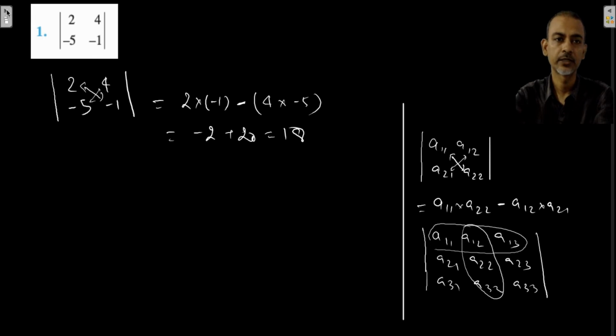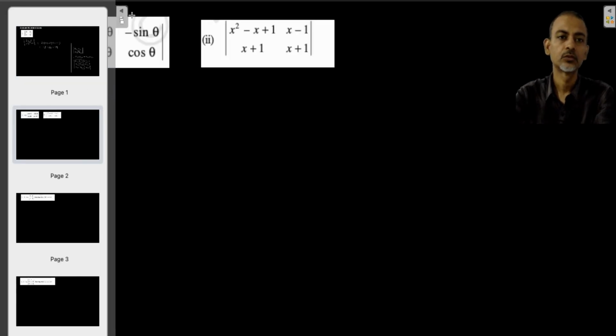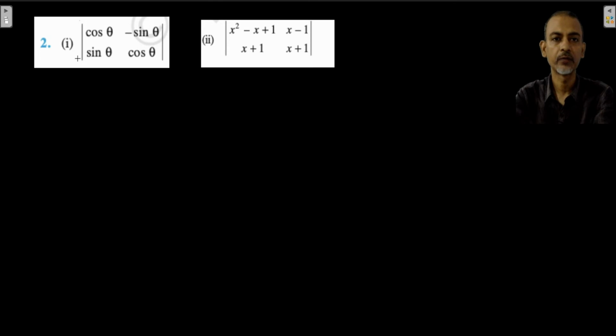So let's move on to the second one. In the second problem, we have been given two determinants to evaluate, and they will again be evaluated using the same principle. So let's start with the first one. We have been given cos theta, sin theta, and then minus sin theta and cos theta.